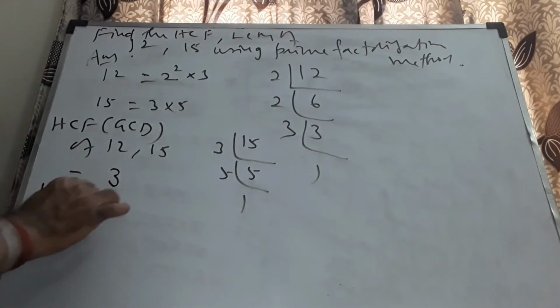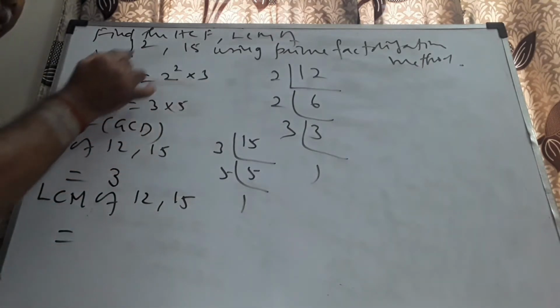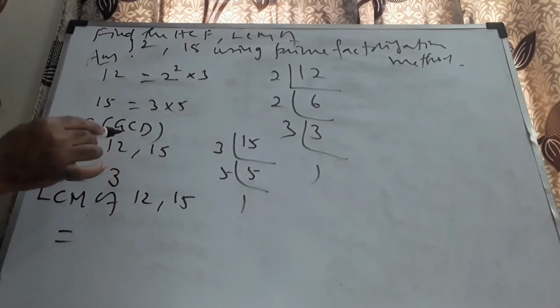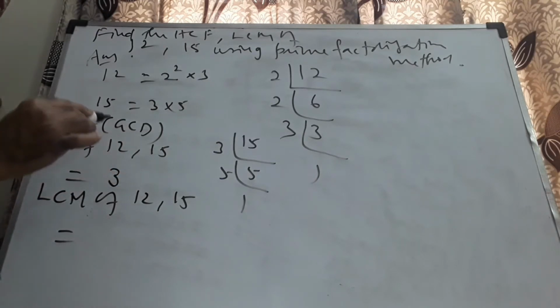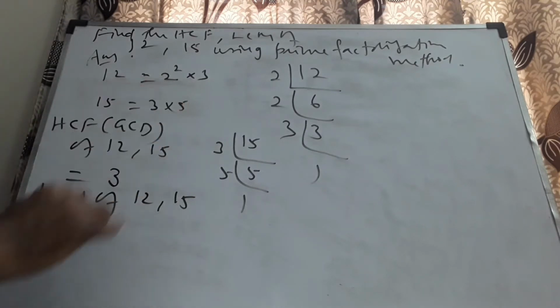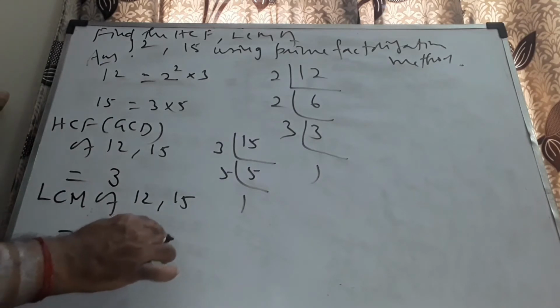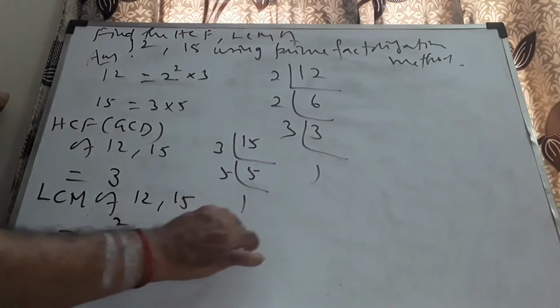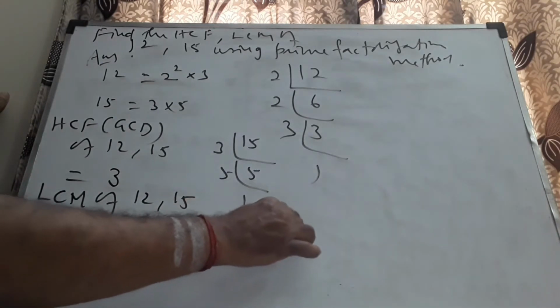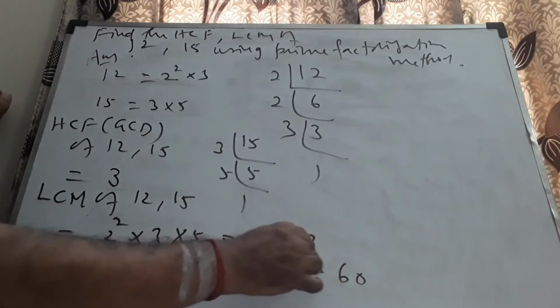Similarly, LCM of 12 and 15. Out of the common multiples, I will write the factors with the higher powers. Out of 2 power 0 and 2 square, 2 square is the highest. 3 into 3 is common. Therefore, it is reduced to 4 into 5 into 3. Anyway, 20 into 3, the answer is 60.